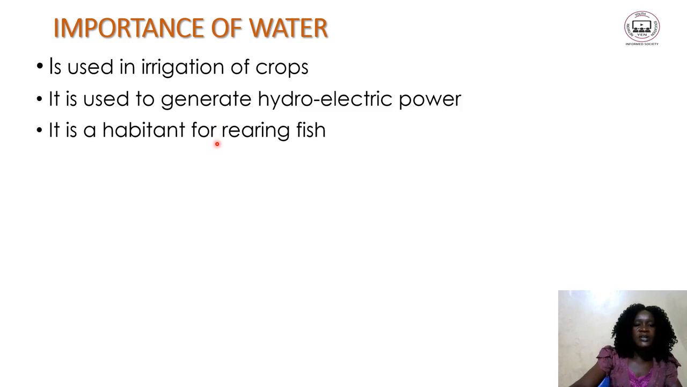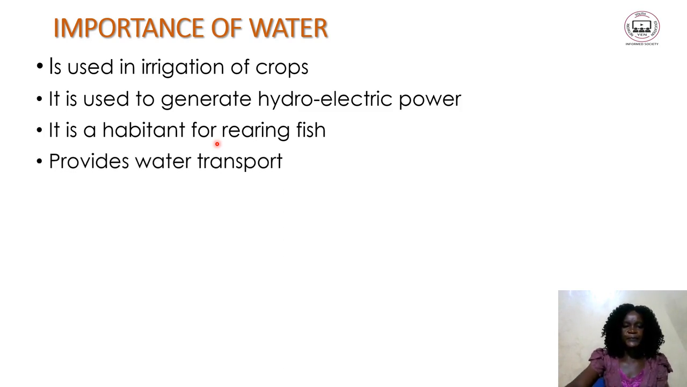And also, water is a habitat for layering fish. In short, we can just say water is the home of some of the animals. For example, fish. As you know, fish cannot survive without water. So if we are doing a fishing business, we need water. So it is a habitat for layering fish.